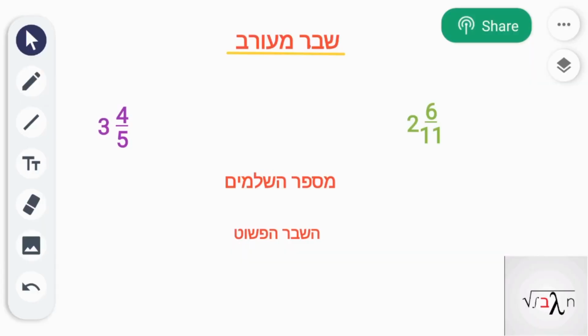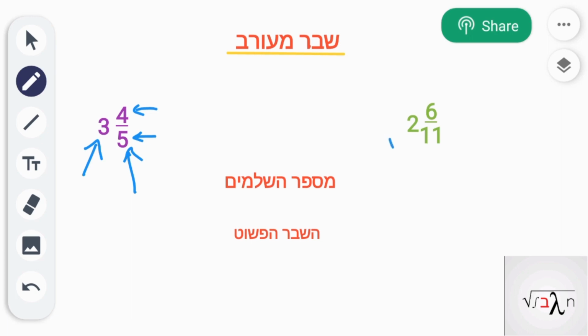Let's start with the mixed numbers. But first, let's see how we can identify a mixed number. A mixed number consists of two parts: a whole number, in this example it's a 3, and a proper fraction. A proper fraction is when the numerator is less than the denominator. In this example it's 4/5. The mixed number in front of us is 3 and 4/5.